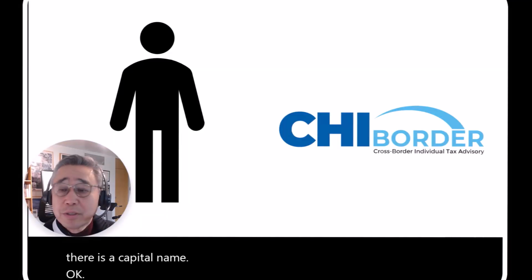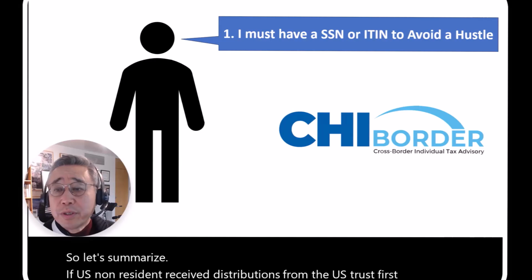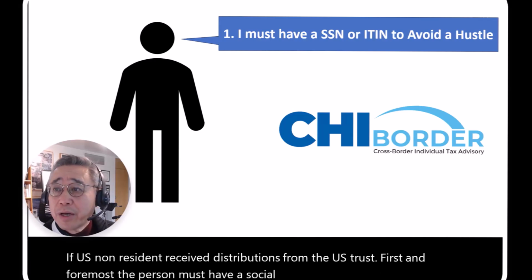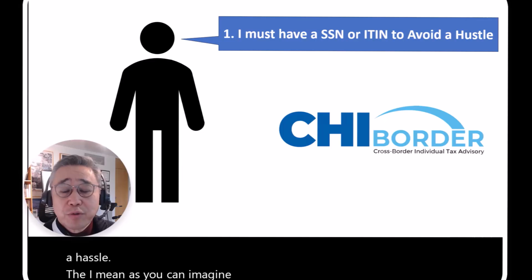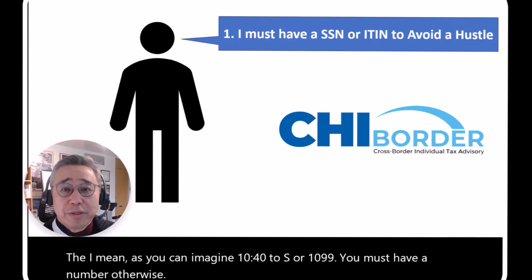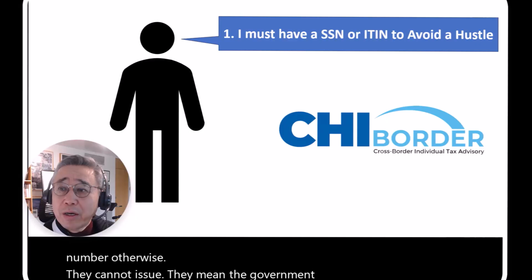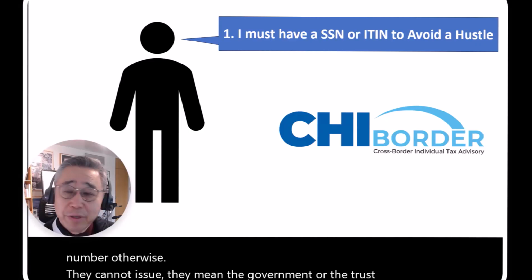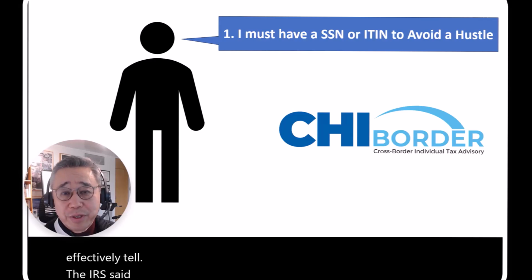So let's summarize. If a U.S. non-resident receives distributions from the U.S. trust, first and foremost, the person must have a Social Security number and ITIN to avoid a hassle. As you can imagine, for 1042-S or 1099, you must have a number. Otherwise, the government or the trust cannot effectively tell the IRS who actually received this distribution.